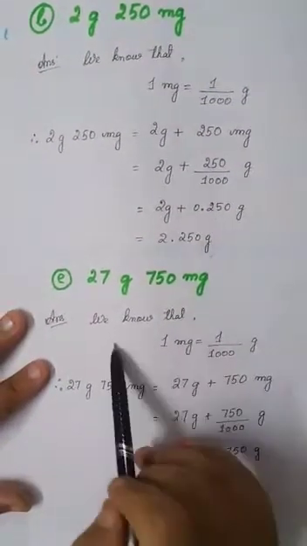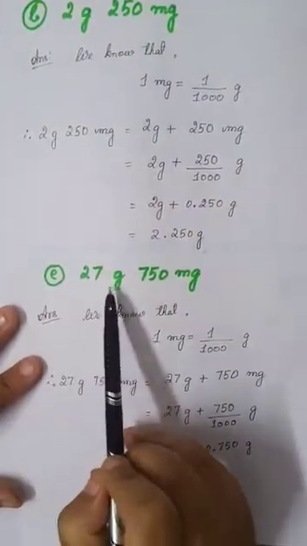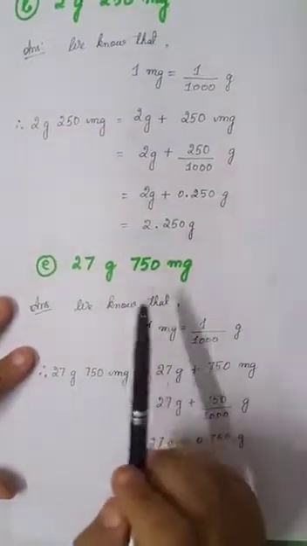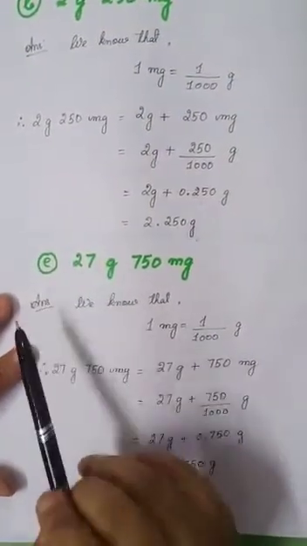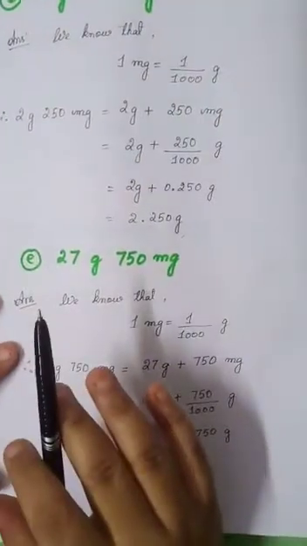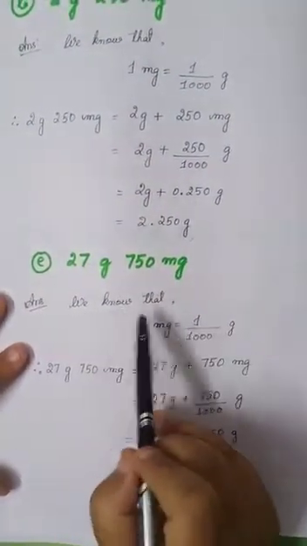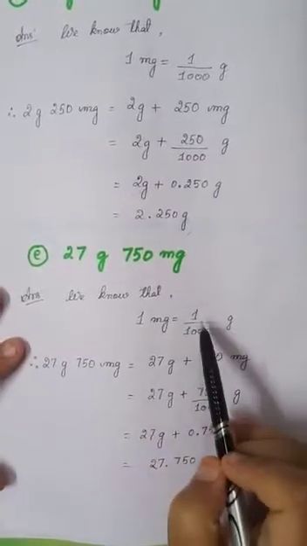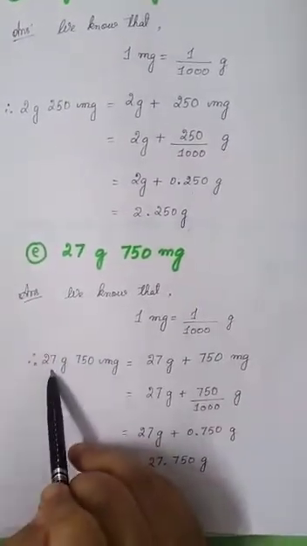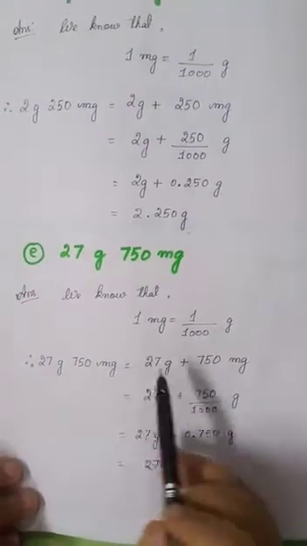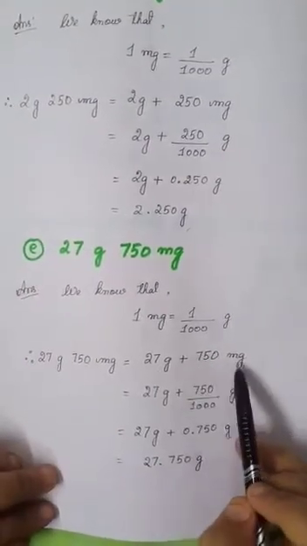Okay children. Next, number E, 27 gram 750 milligram. Here also you need to convert only 750 milligram, because 27 gram is already in grams. So we know that 1 milligram is equal to what? 1 by 1000 gram. So therefore 27 gram 750 milligram is equal to 27 gram plus 750 milligram.